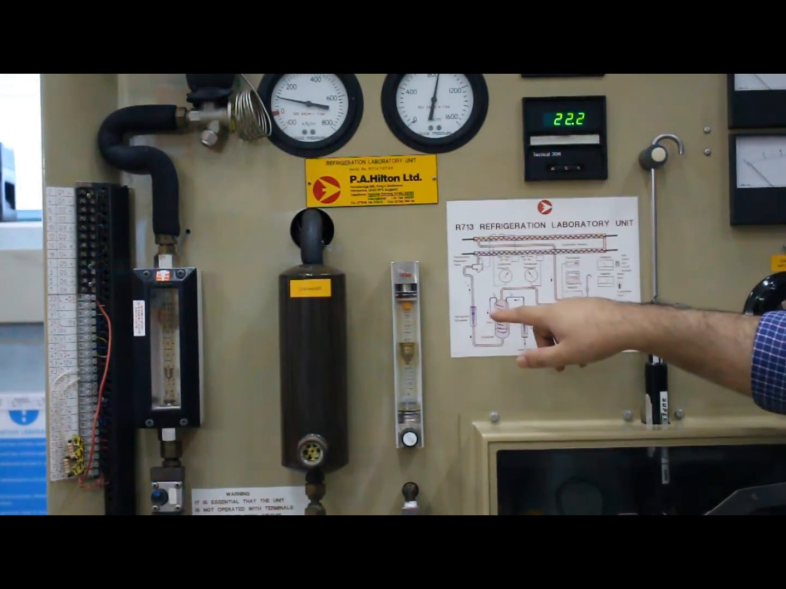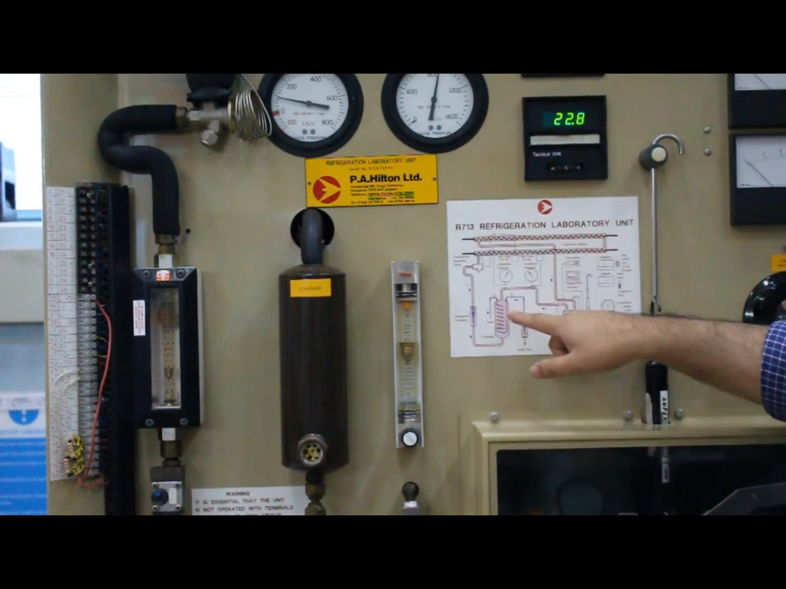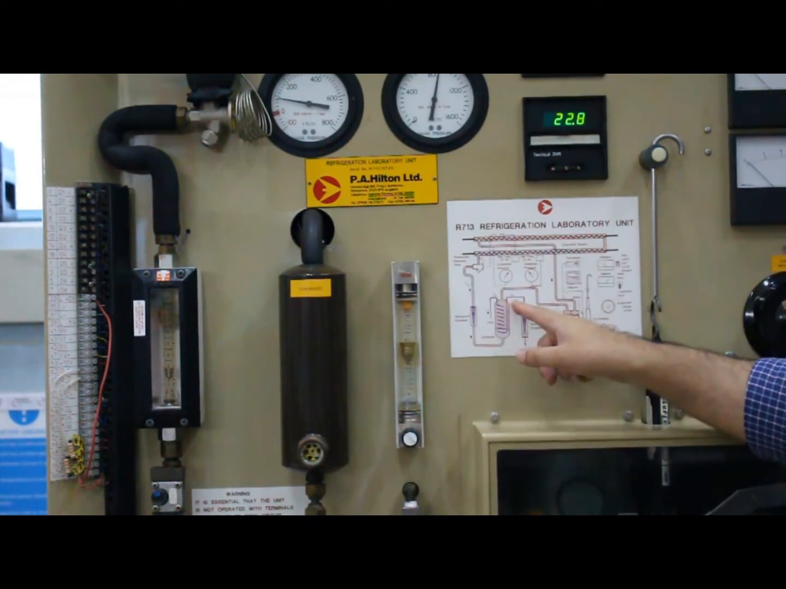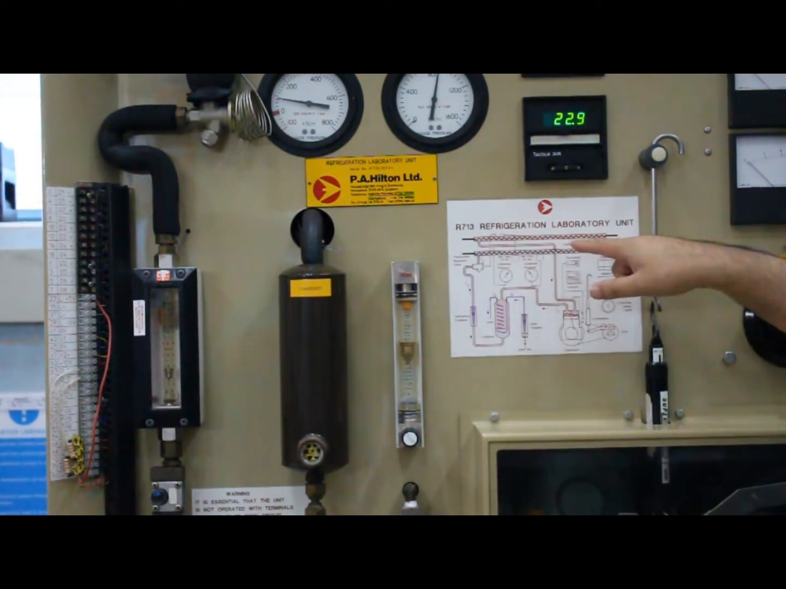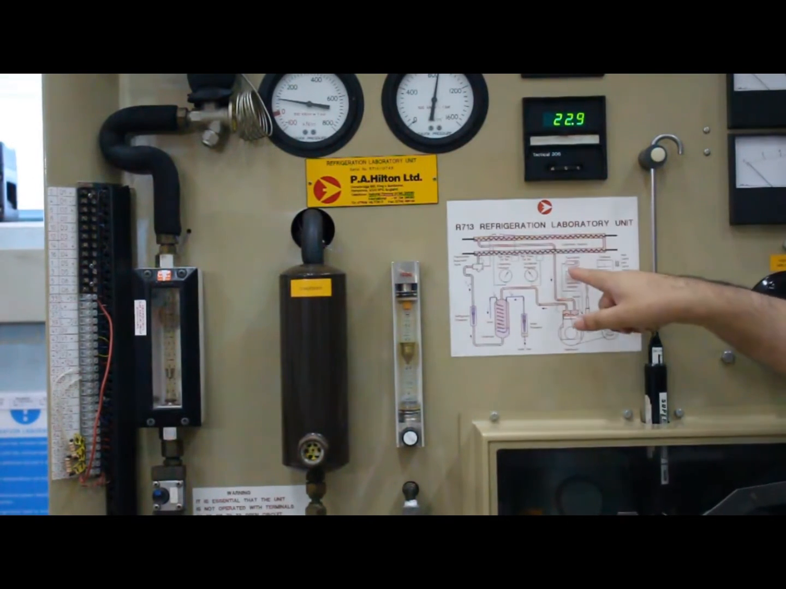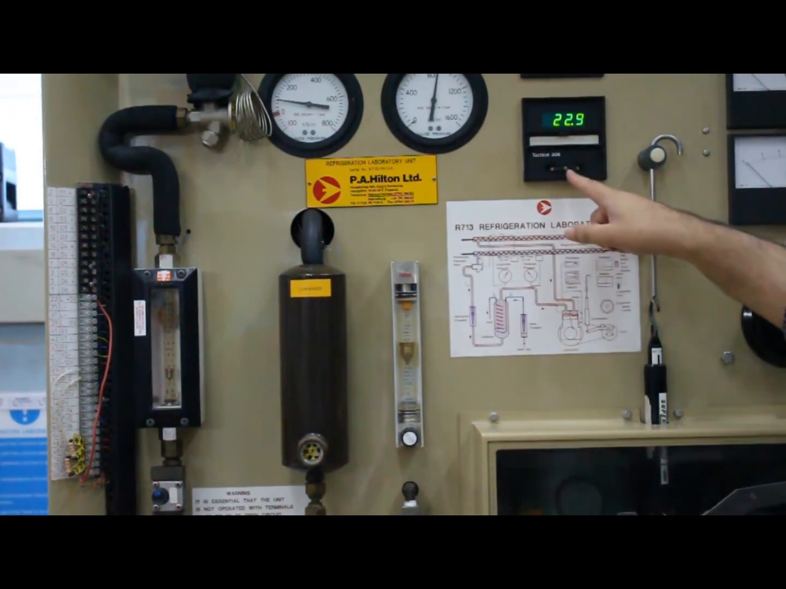For example, at present it is at position number 5, which is the temperature of the water that is going into this condenser. So that is the T5 over here. So when you are taking any measurements of the temperature, the diagram that is attached to this unit is very helpful.